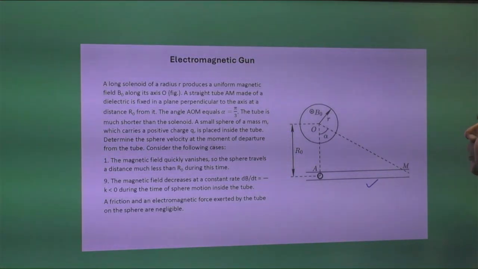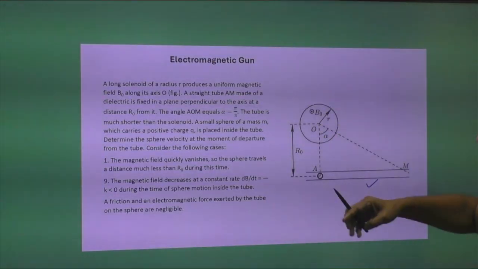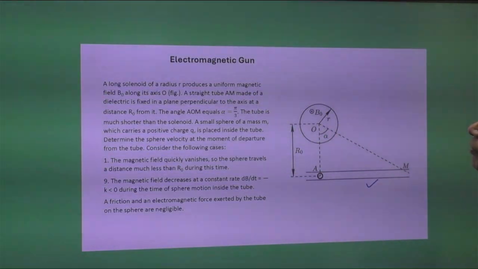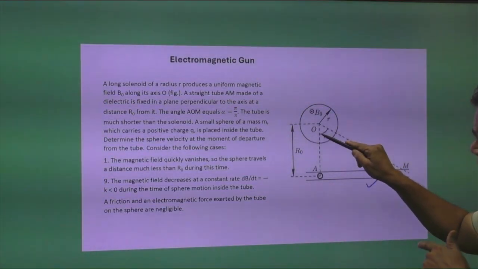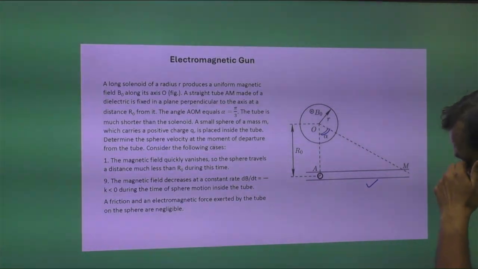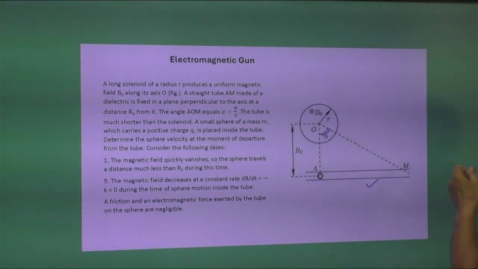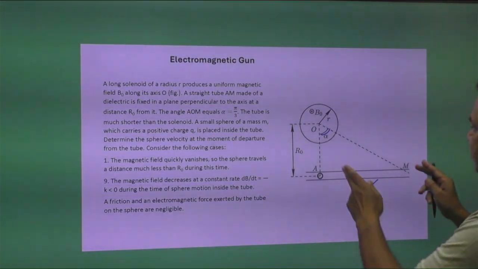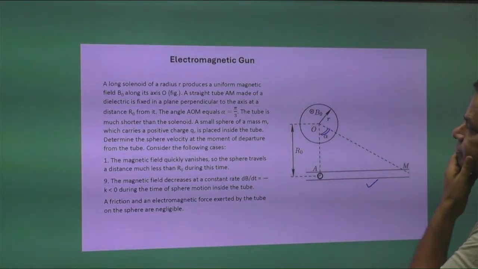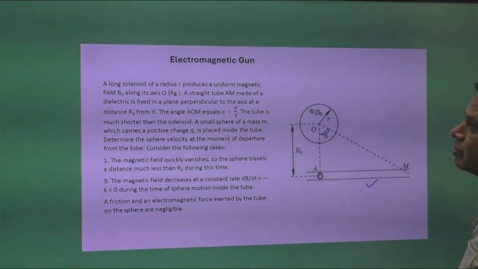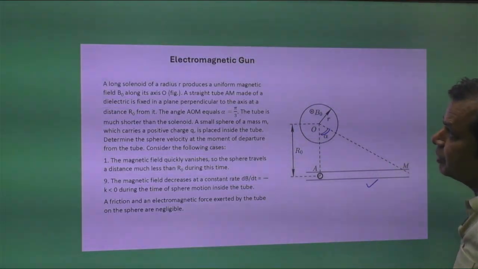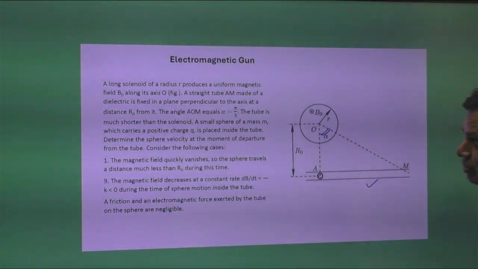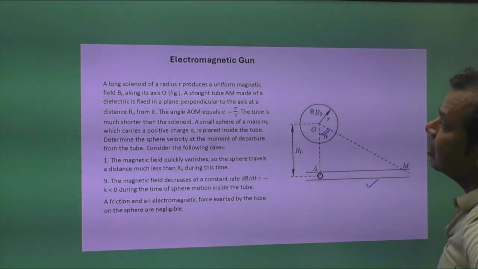It is fixed in a plane perpendicular to the axis at a distance r0 from it. The angle AOM equals alpha, and alpha is equal to pi by 3, so it is 60 degrees. The tube is much shorter than the solenoid. Its length is given in terms of alpha and r0, and the solenoid's length is infinite, so the tube is much shorter, no doubt at all.